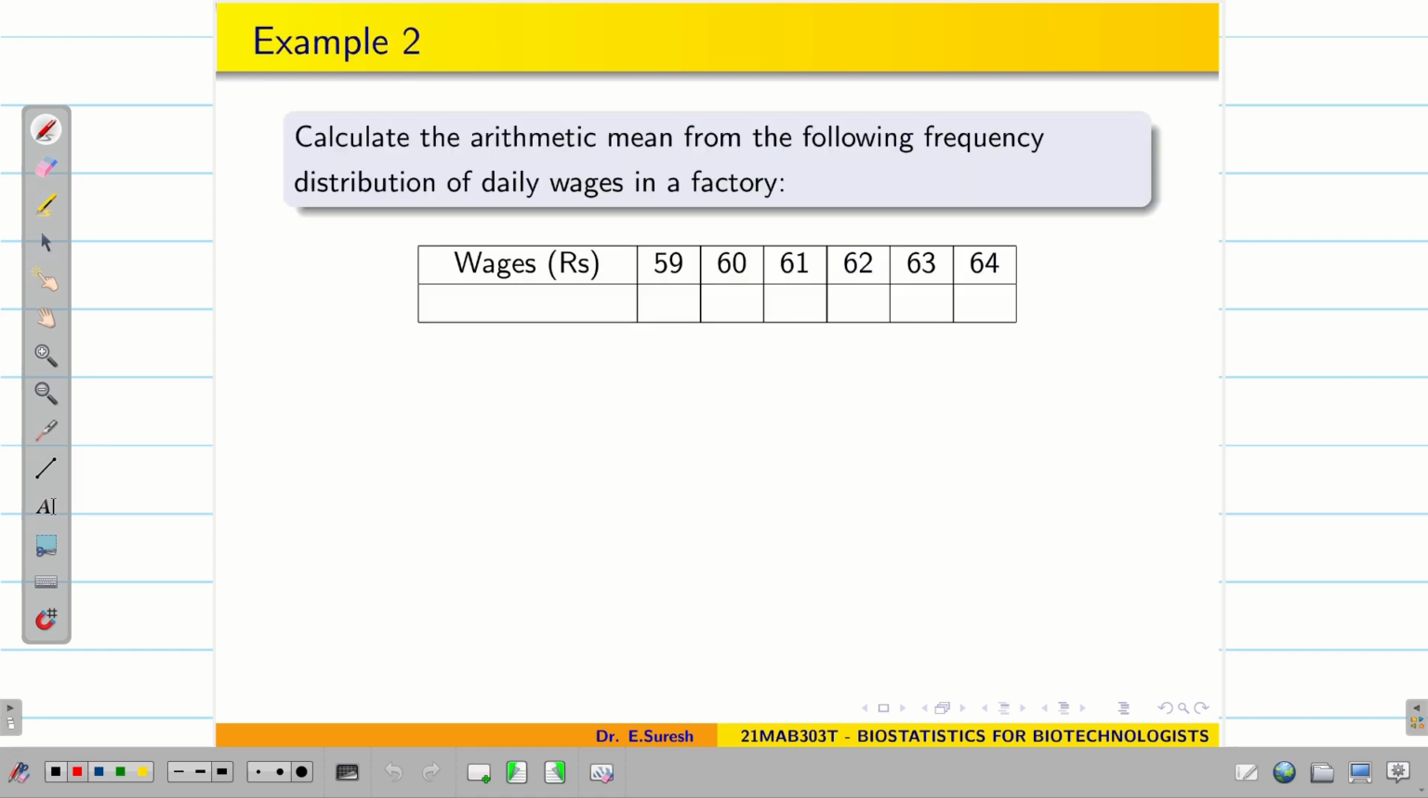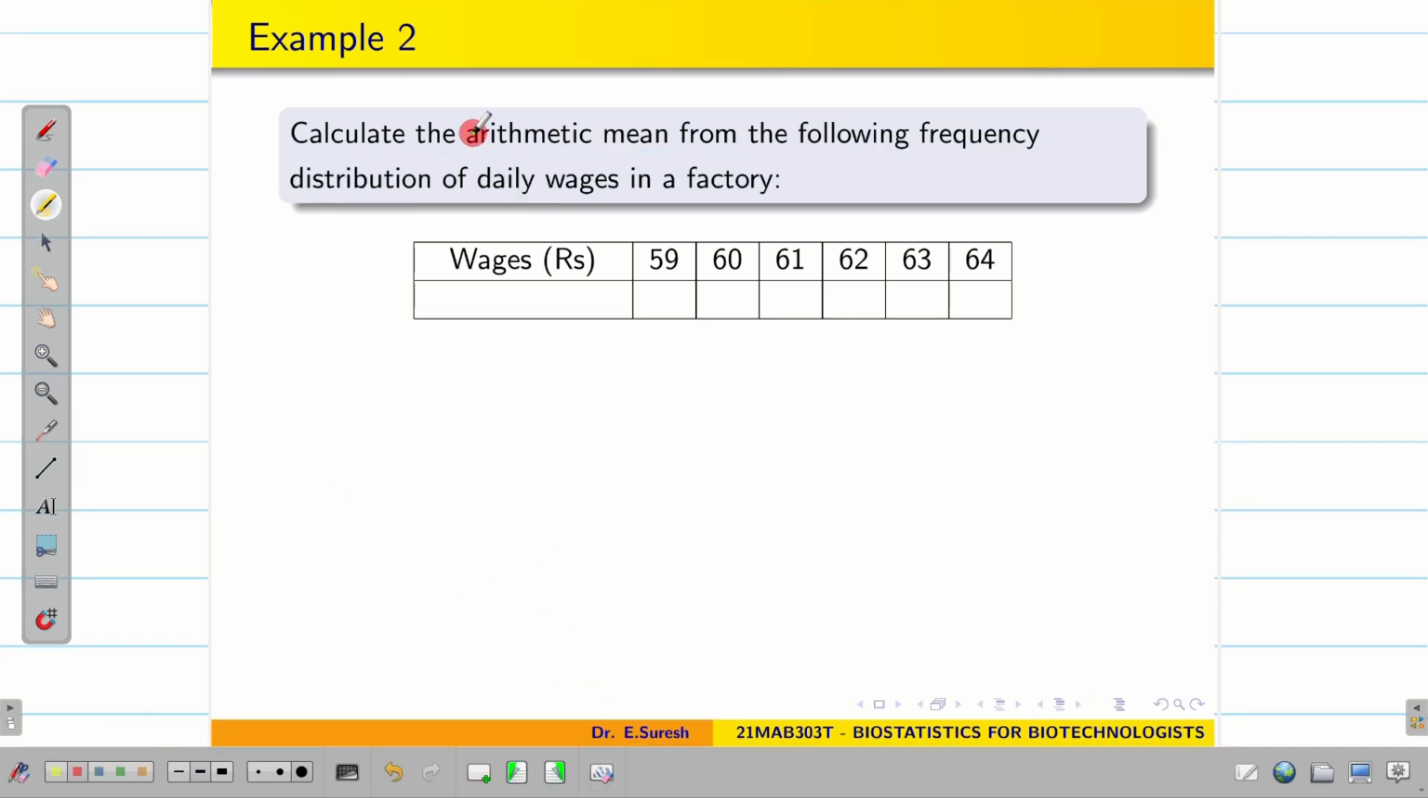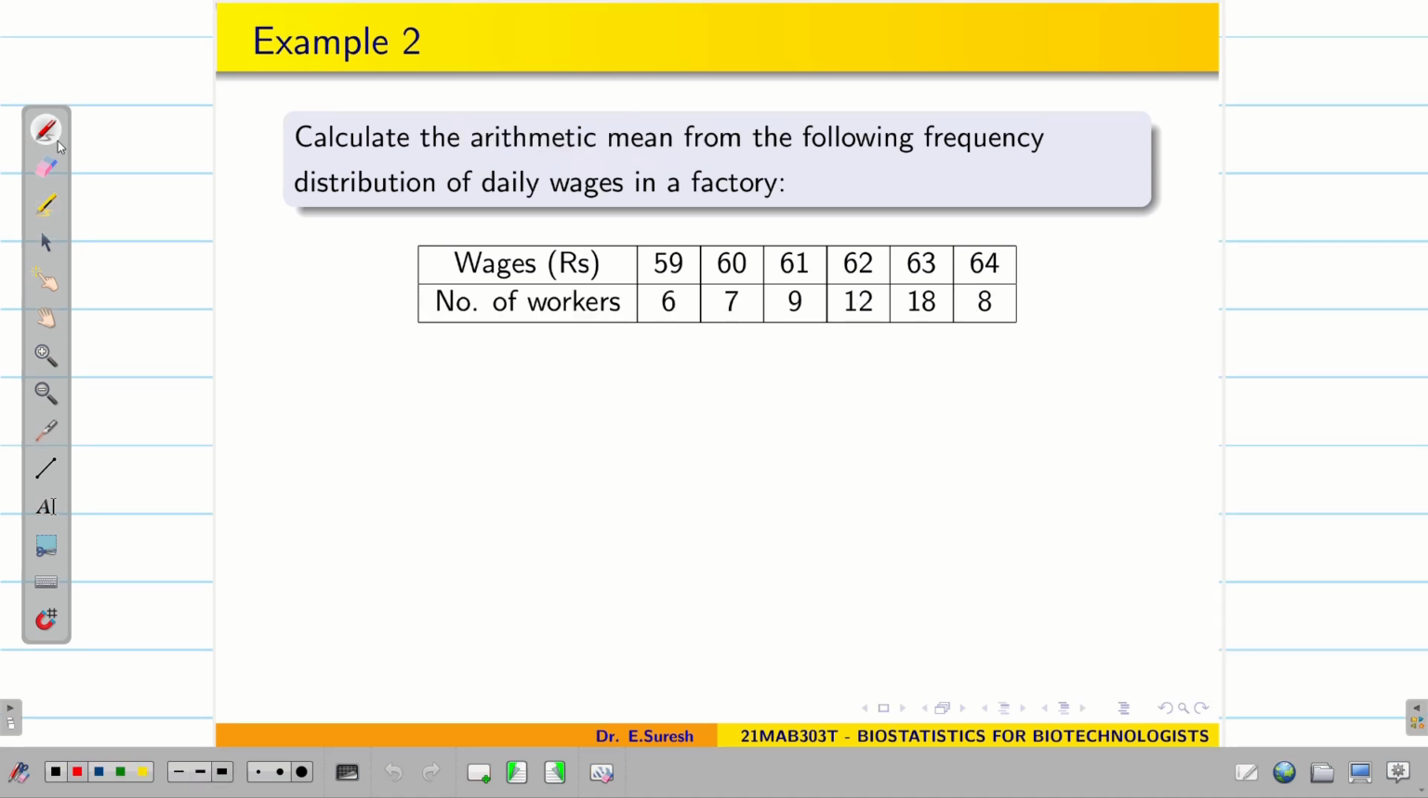Now let us go into the problem. Calculate the arithmetic mean for the distribution of daily wages in a factory. These are all stories. We don't want to worry about the stories. Just see, I want to find arithmetic mean. For this, we have to make the table.